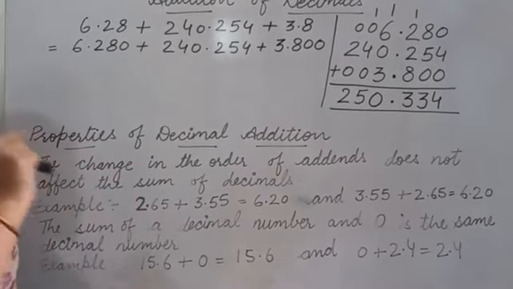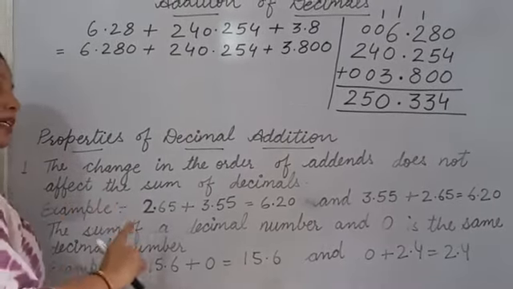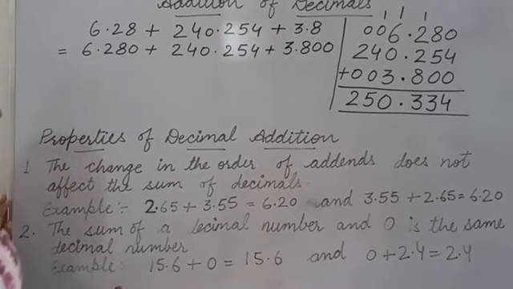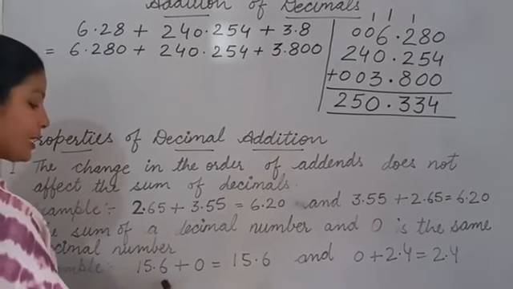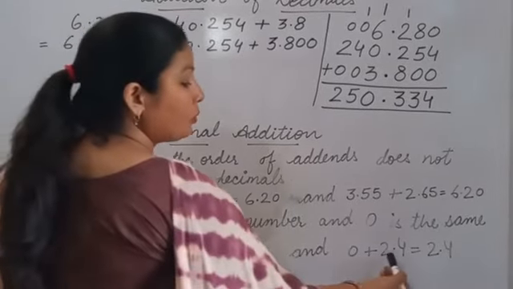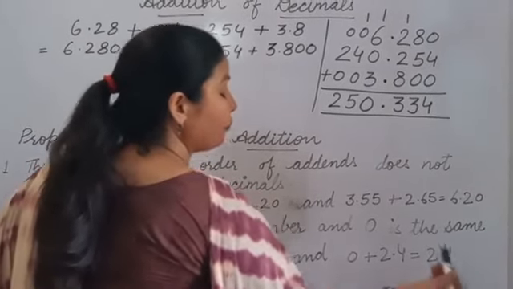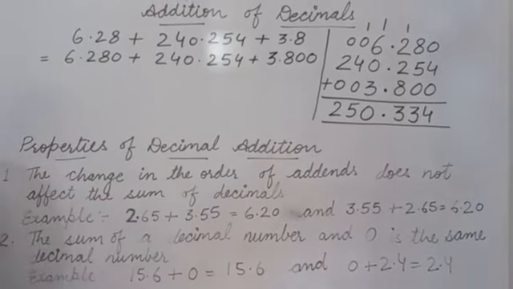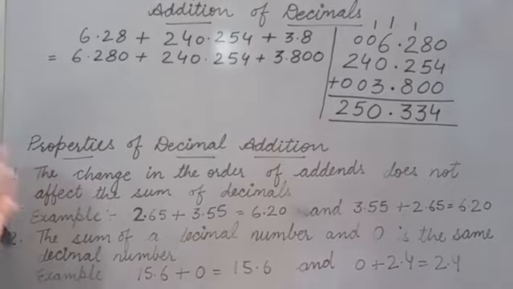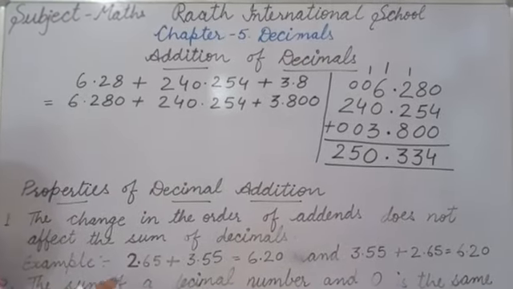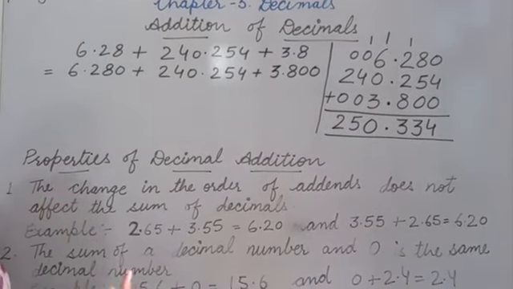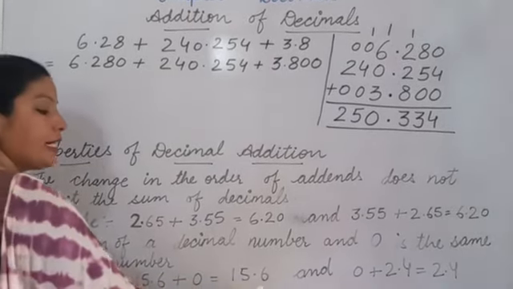Any number plus 0 is the number itself. So a decimal number plus 0 is that decimal number. Here is the example: 15.6 plus 0 equals 15.6. 0 plus 2.4 equals 2.4. It means any number, any decimal, any fraction plus 0 is that number itself. If it is a decimal number, it stays a decimal number; a fractional number stays fractional; a simple number stays simple. Whenever we add 0, we get the number itself.